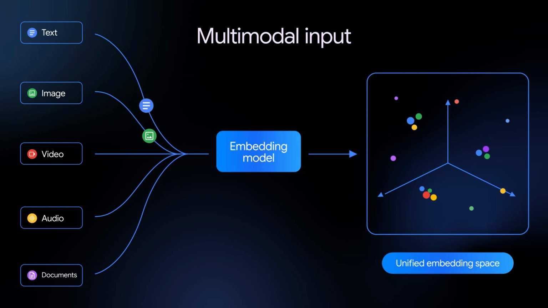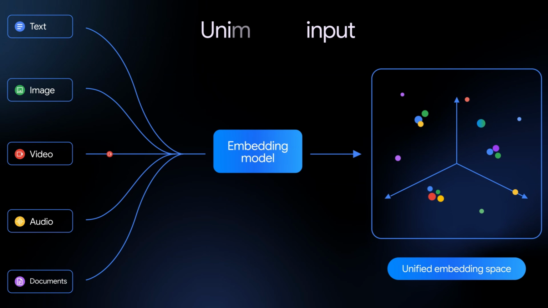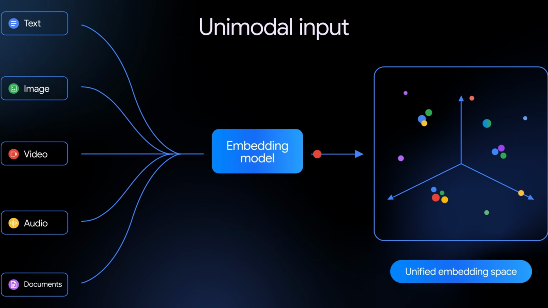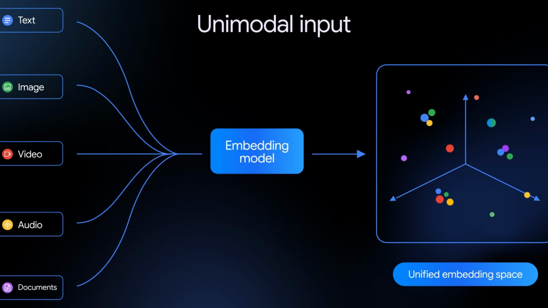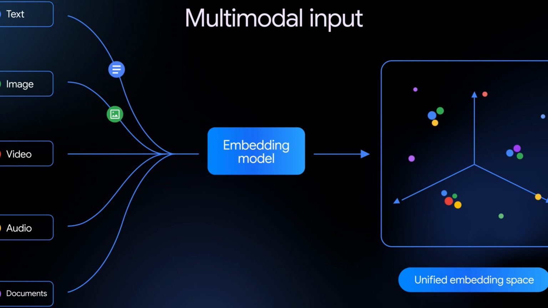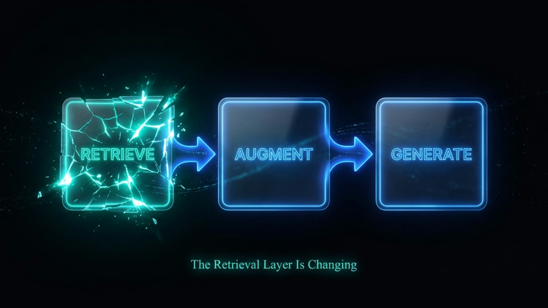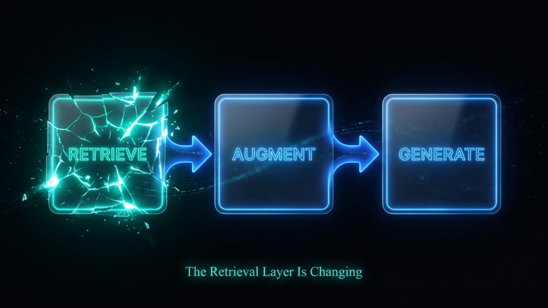It takes text, images, video, audio, and documents and maps all of them into a single unified embedding space over 100 languages. And it's not just for search. Think of RAG, semantic search, sentiment analysis, clustering, all of it becoming multimodal in nature. Now, if you are building RAG systems right now, this changes the entire retrieval layer. Doesn't kill it, but it changes it significantly.